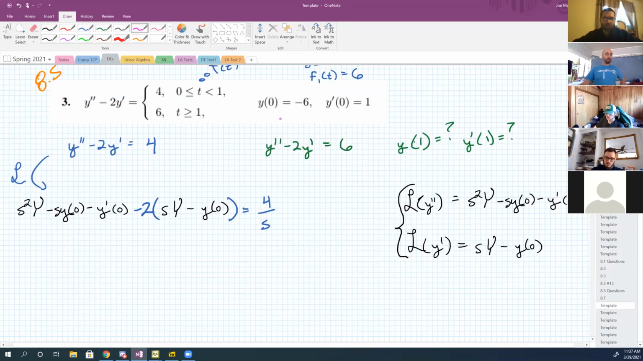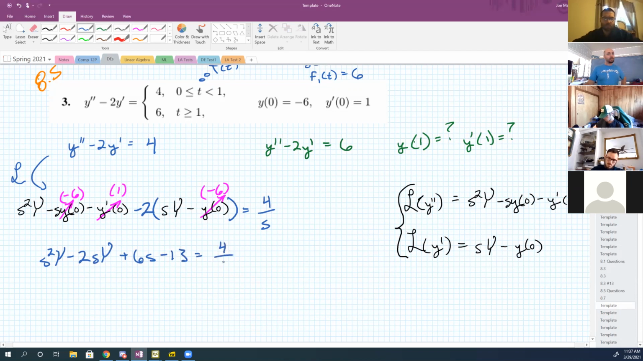Our initial conditions are that y of 0 is negative 6. So that's going to be negative 6 there, and negative 6 there. Y prime at 0 is 1. And so all told here, I'm going to end up with s squared y minus 2sy, and then let's see, I got a plus 6s and a minus 1, minus 12. So I think I got minus 13 is 4 over s.